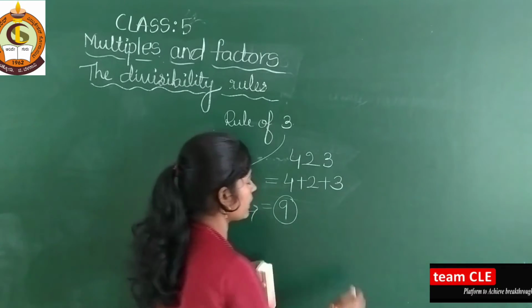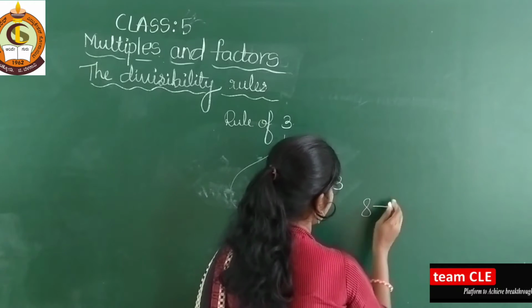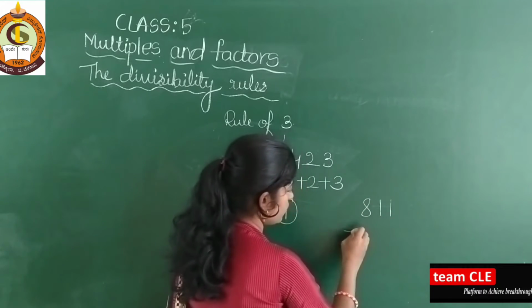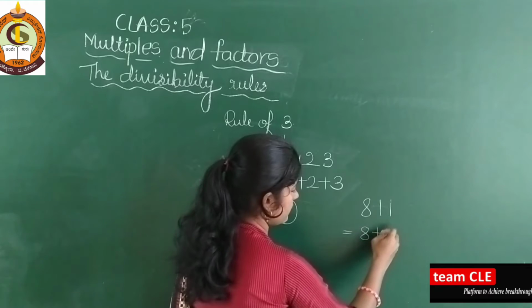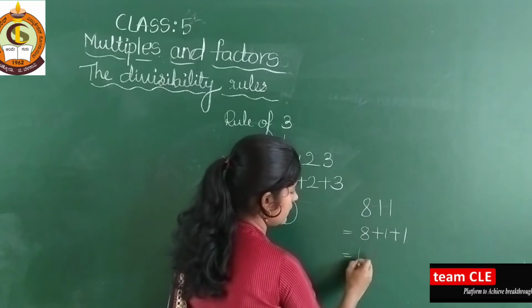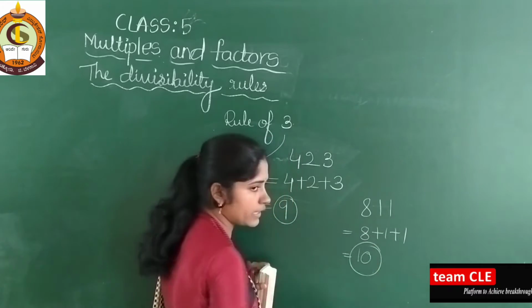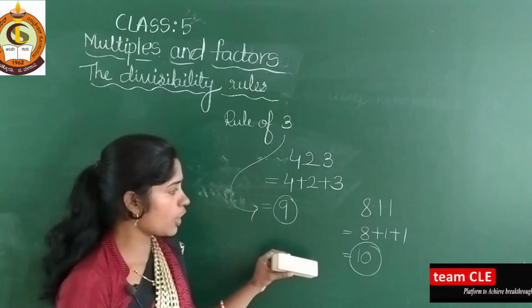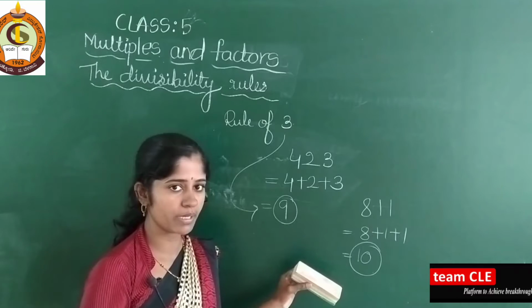Let us take one more example, 811. Here add the digits: 8 plus 1 plus 1. Yes, 8 plus 1 is 9, 9 plus 1 is 10. So 10 is not in the 3 times table, so this is not divisible by 3. I hope you are getting my point.